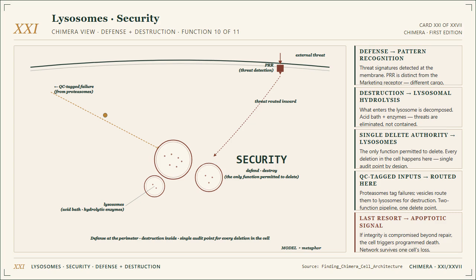A cell organizes specialized information processing in compartments. Security is the compartment where defense and destruction live. Single delete authority, single audit point, single signal for the worst case.